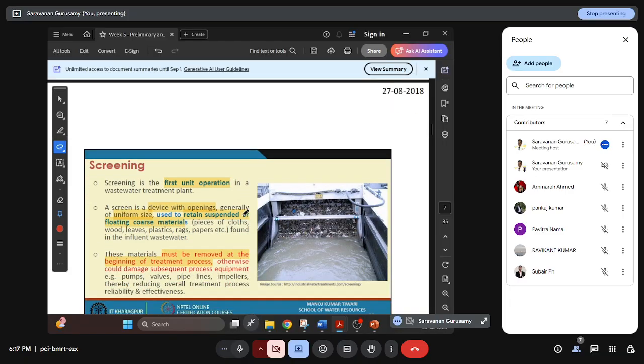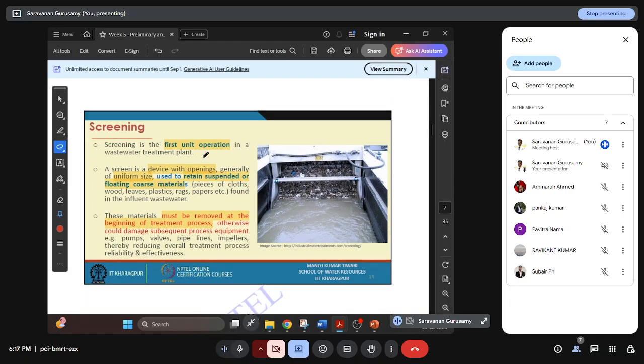So first, preliminary treatment is screening. Screening is simply a bar. Water will flow through this. Larger particles will be retained. Only the water with smaller particles will move on. If we do not remove this type of larger particles, it will affect the mechanical equipment in the upcoming steps. So we have to first remove the larger particles like suspended particles, floating coarse materials, pieces of cloth, wood, leaves, plastics, rags, papers. That all will be removed here.